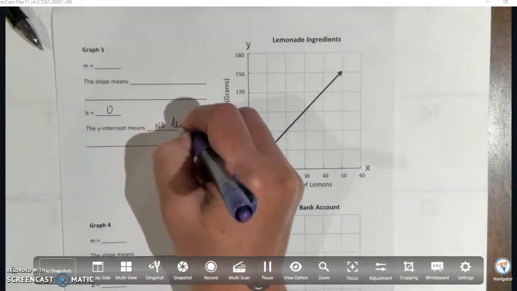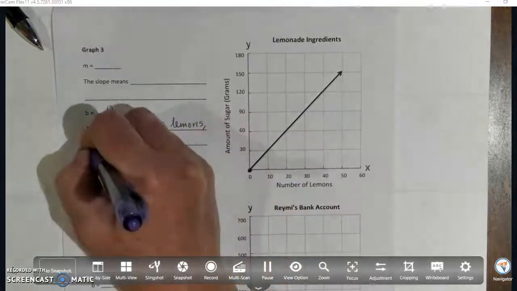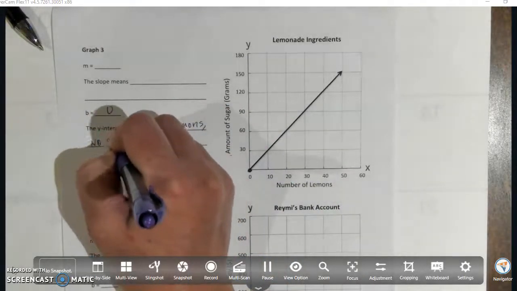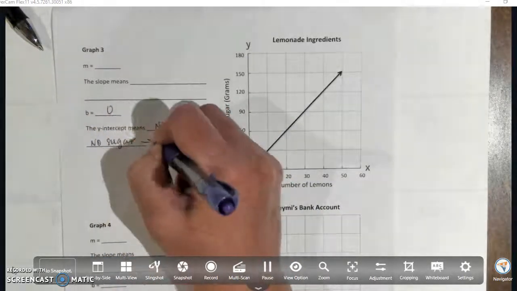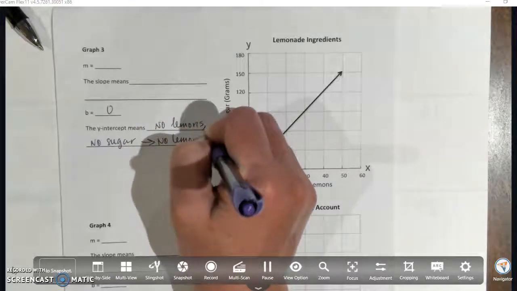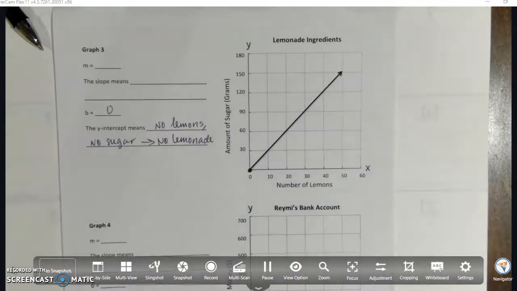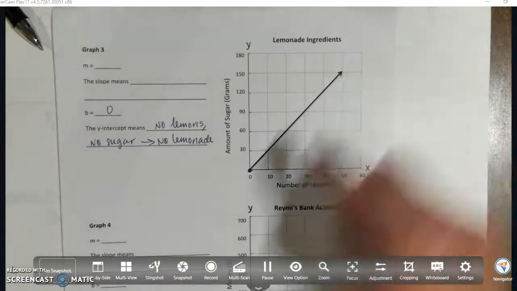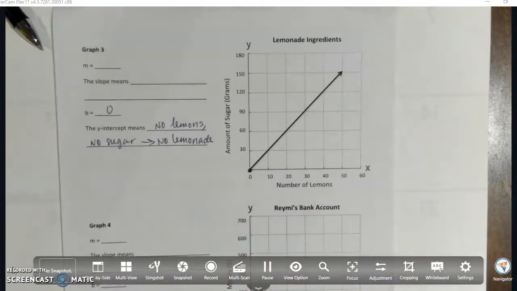No lemons, no sugar, no lemonade. Okay, this is an excellent real-life application of proportional relationship. To make a lemonade, you need to have both lemons and sugar. And so if you don't have these ingredients without each other, they're really not making a lemonade.